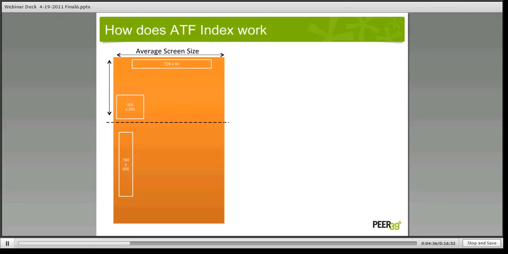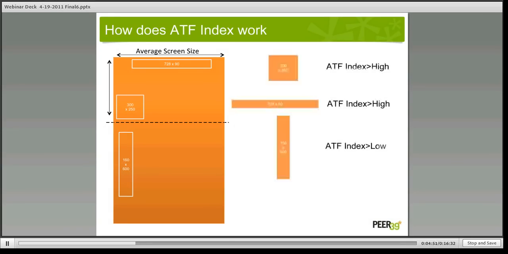I have a few examples of how the ATF index calculation works. Let's say we have a web page with this structure: a 300 by 250 and a 728 by 90 above the fold, and a 160 by 600 below the fold. We would classify this web page as ATF index high for the 300 by 250 and the 728 by 90, and then low for the 160 by 600. We would also classify this web page with a low ad count, as it only has 3 ads on the page.